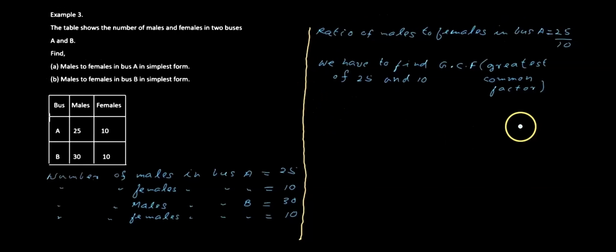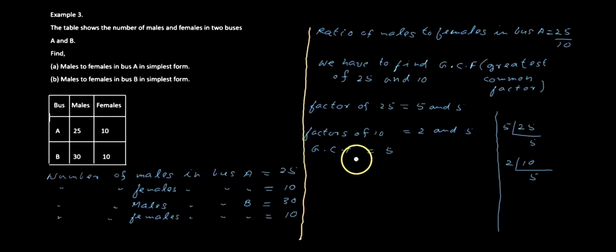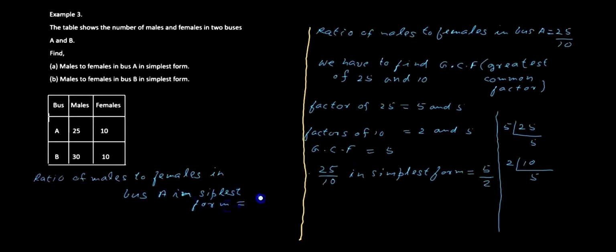25 is equal to 5 into 5. 10 is equal to 2 into 5. The greatest common factor is 5. By dividing numerator and denominator by 5, we get 5 by 2, which is the ratio in simplest form.